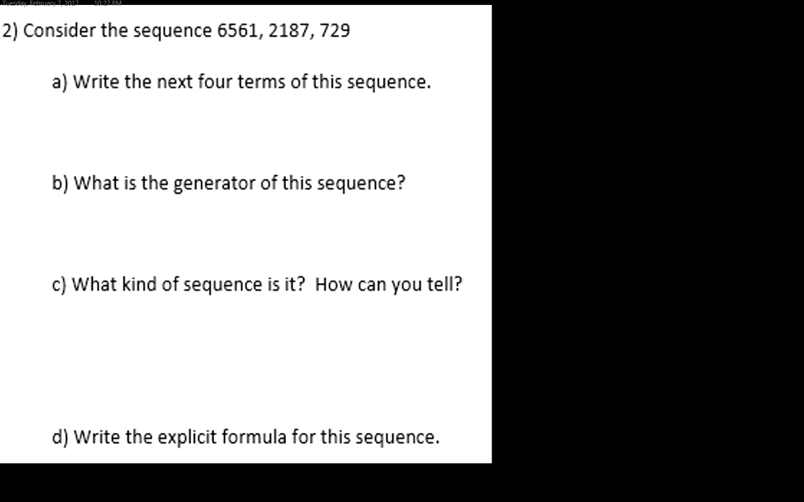Consider the sequence that has a first term of 6,561, a second term of 2,187, and a third term of 729. Write the next four terms of this sequence.